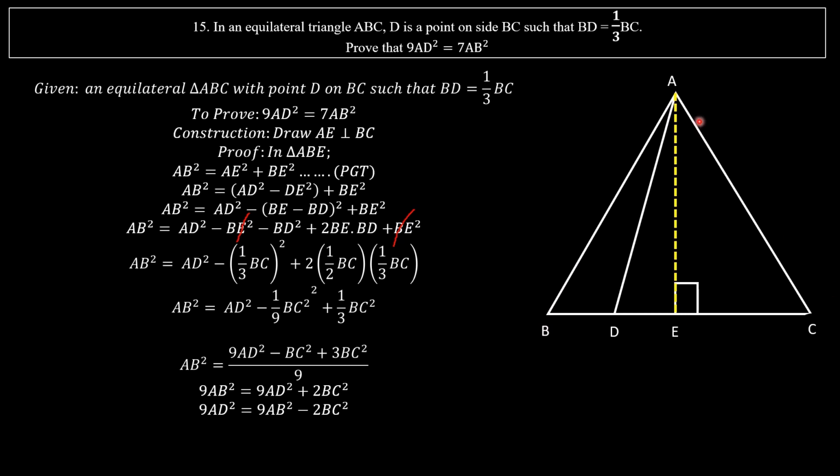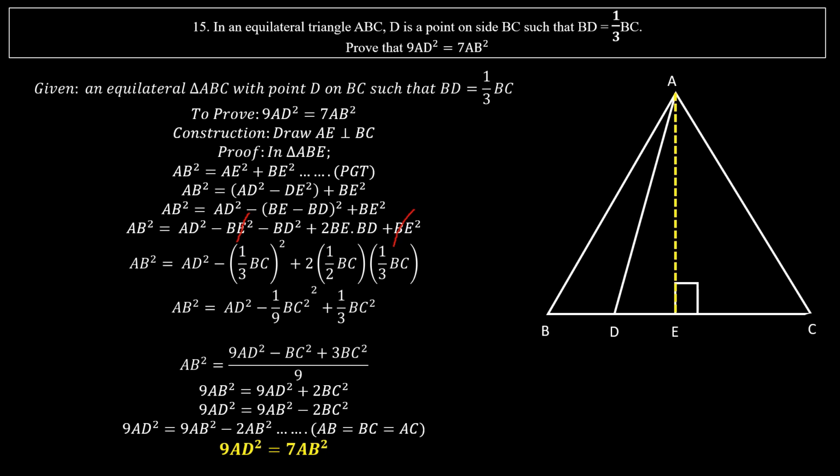Now since this is an equilateral triangle, all the three sides are equal. So we can replace BC by AB. 9AB square minus 2AB square, that is 7AB square. This is what we need to prove. 9AD square is equal to 9AB square minus 2AB square, because all the sides are equal, and ultimately we can prove what we are asked to prove, that 9AD square is equal to 7AB square, right? So this is how this is done.